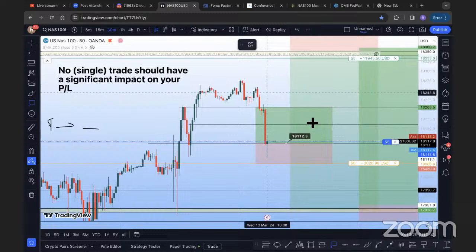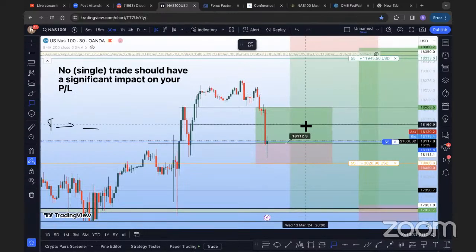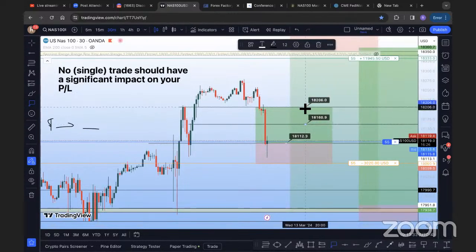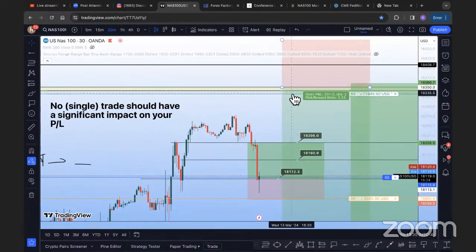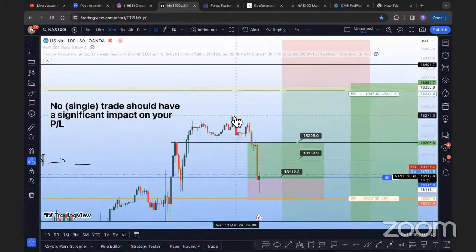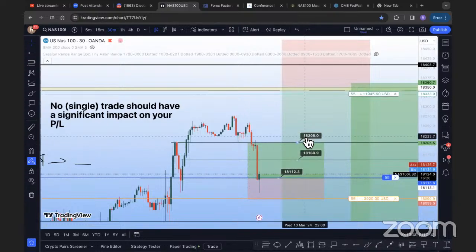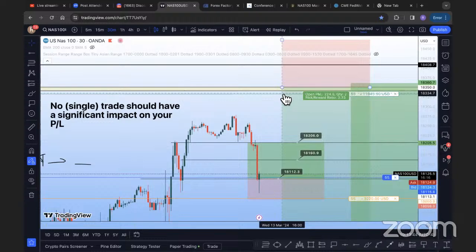So for the scalp trade, here's my partial zones. We have 160, 200, and then the last one, do not take the profits at the previous highs. If we break through the 200, I would take the profits up here at 330.